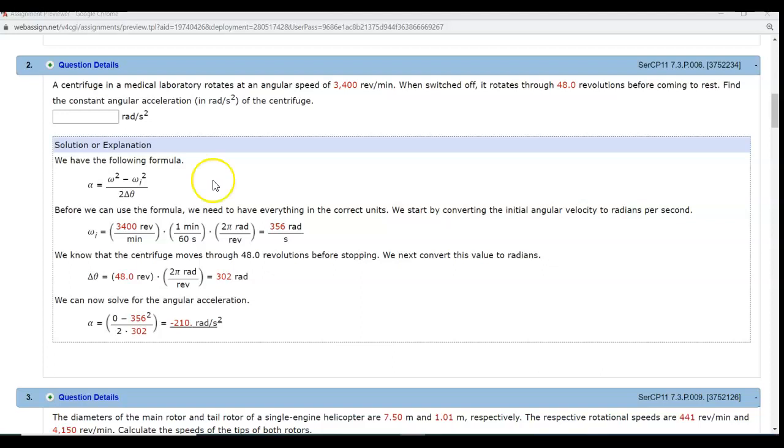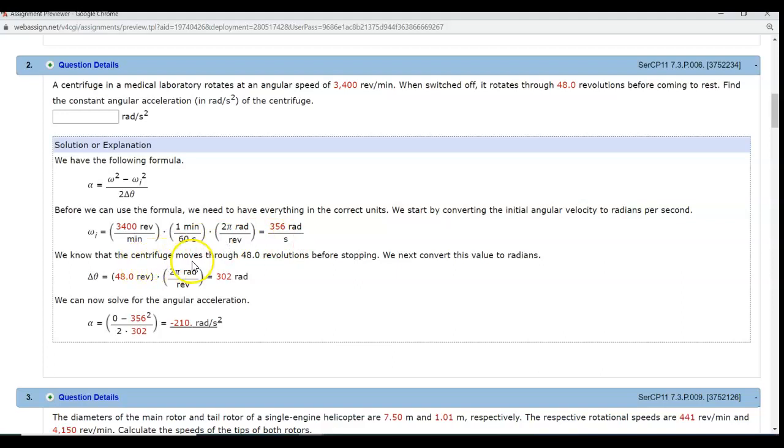All right, so to find the initial angular velocity, we're converting our 3,400 revolutions per minute to radians per second. And we looked at how to do that up there using 1 minute per 60 seconds and 2 pi radians per revolution. So once we multiply this all out, we end up with 356 radians per second.